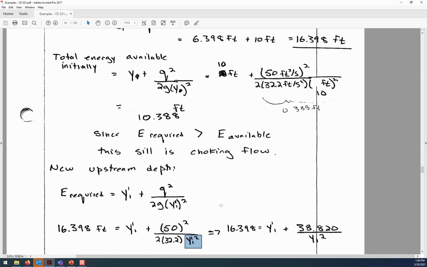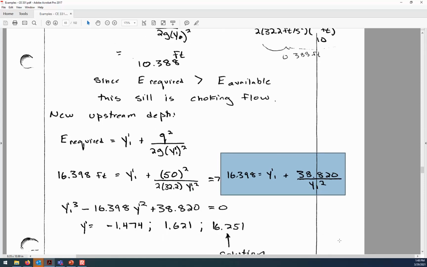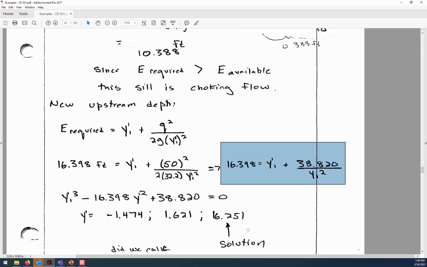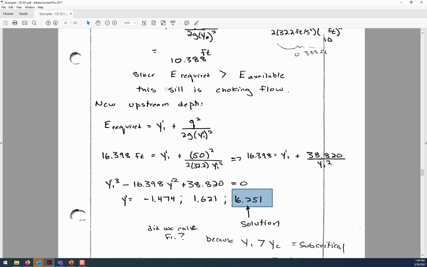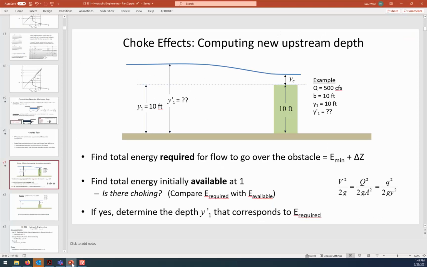So we see the beginnings of another cubic equation, and of the two roots, obviously the smaller of the two roots, a depth of 1.6 feet, would not be adequate to overcome that obstacle that's 10 feet tall. So the water has to pool until it gets to 16.25 feet of depth. And so once it's at that depth, then there's going to be enough energy to overcome the obstruction.